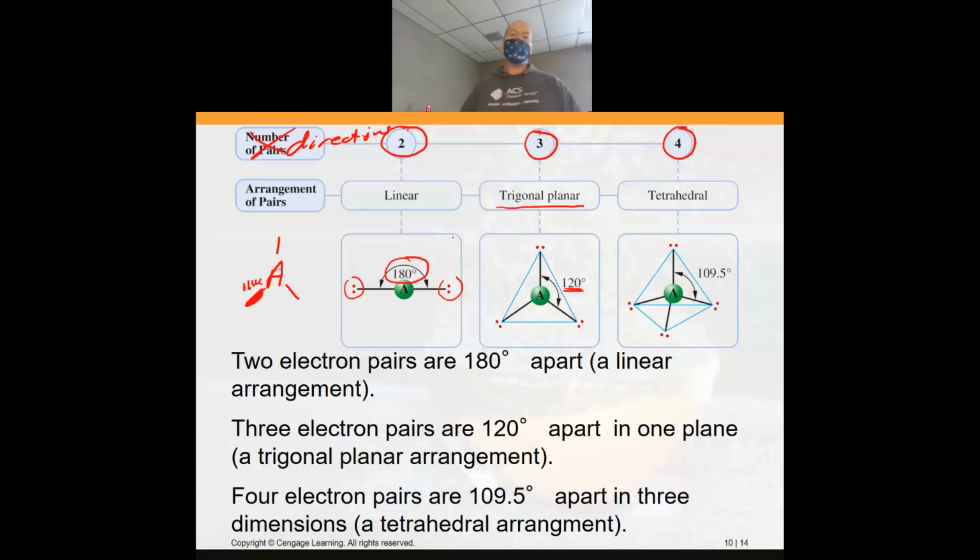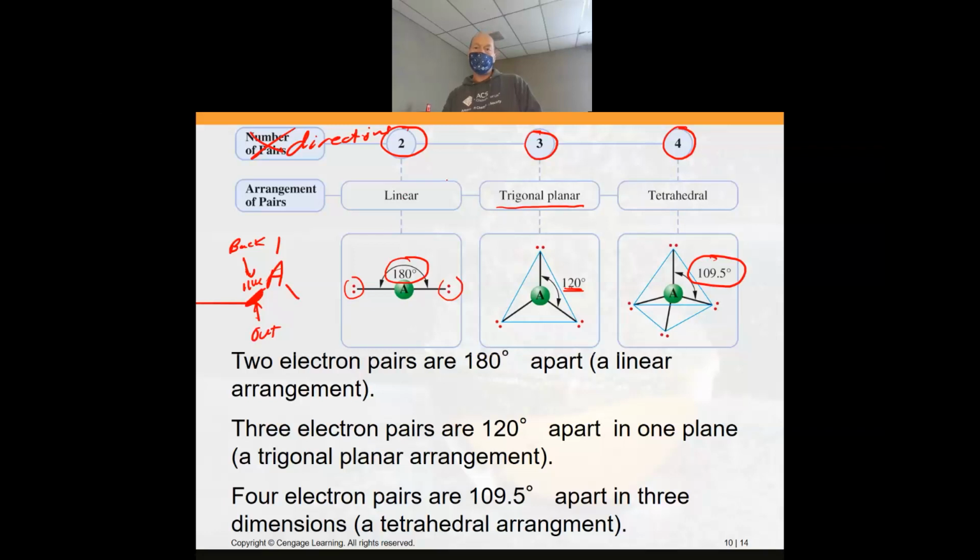In order to draw a tetrahedral on 2-dimensional paper, you draw your dashes and wedges. The dashes mean it is going back, and the wedge means it's coming out. If it was square planar, then that's a square and the bond angle is 90. Tetrahedral has a bond angle of 109.5, which is further away than 90, and that's why the electrons will go in this geometry to get as far away as they can from another electron pair, 109.5 degrees.